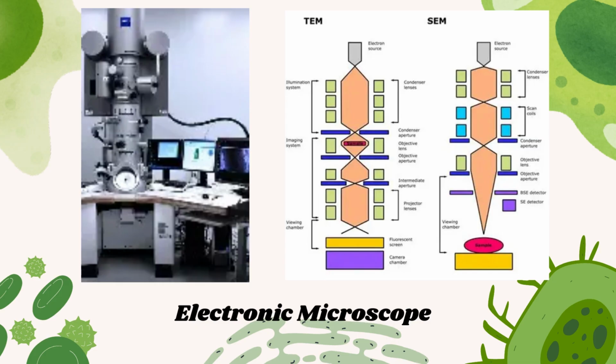Transmission means the electron beams go through the specimen, but with the scanning electron microscope we can see only the surface of the specimen. So if we need to observe the outer surface of the cell or of the mitochondria, for that we have to use the scanning electron microscope. If you need to see the cross section of the mitochondria, for that you have to use the transmission electron microscope. I hope you guys got it.